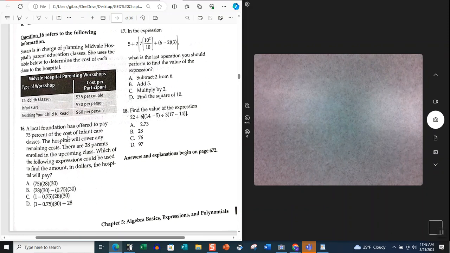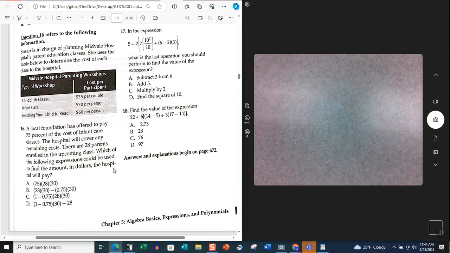Now, 75% of the cost of infant care. Infant care class is $30 per person. They tell us that it's 28 people. So we know we're going to do 30 times 28. But it says the hospital will cover the remaining costs. So we want to find out how much the hospital pays.